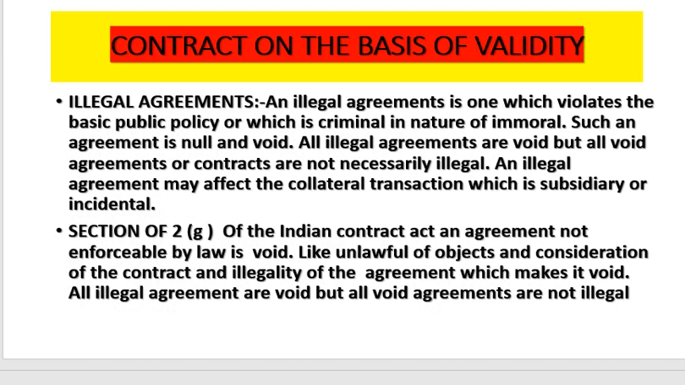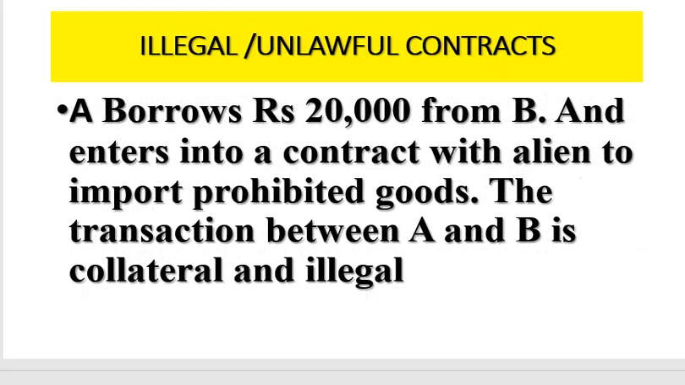Illegal agreements are void, but all void agreements or contracts are not necessarily illegal. An illegal agreement may affect the collateral transaction, which is subsidiary or incidental. Under Section 2(g) of the Indian Contract Act, an agreement not enforceable by law is void, like an unlawful object and consideration of the contract. Illegality of the agreement makes it void. Illegal agreements are void, but all void agreements are not illegal. Like an agreement with a minor is legal and lawful, but it is void. It may not be illegal.